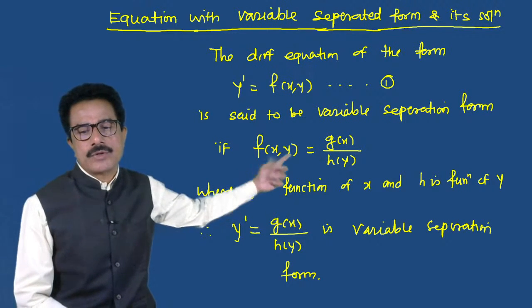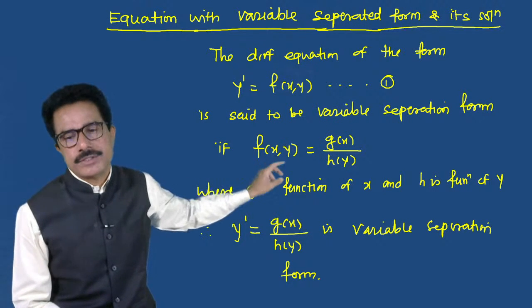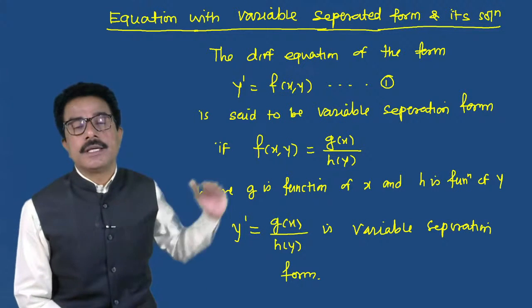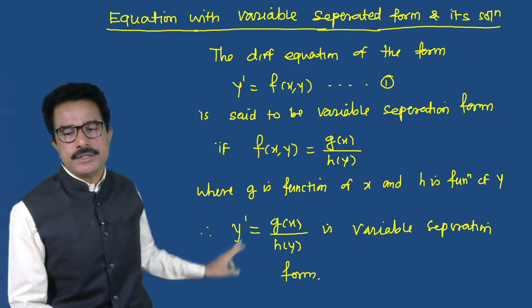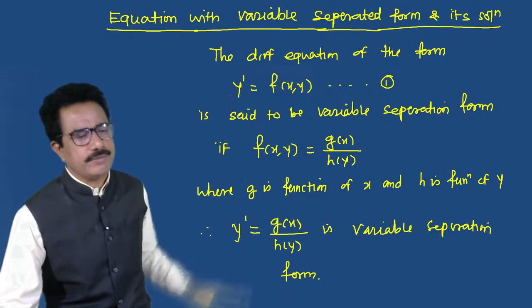If we replace f of x comma y in this way, that means y dash is equal to g of x divided by h of y, then we can say that the given differential equation is in the form of a variable separation form. This is the concept of a variable separation form.